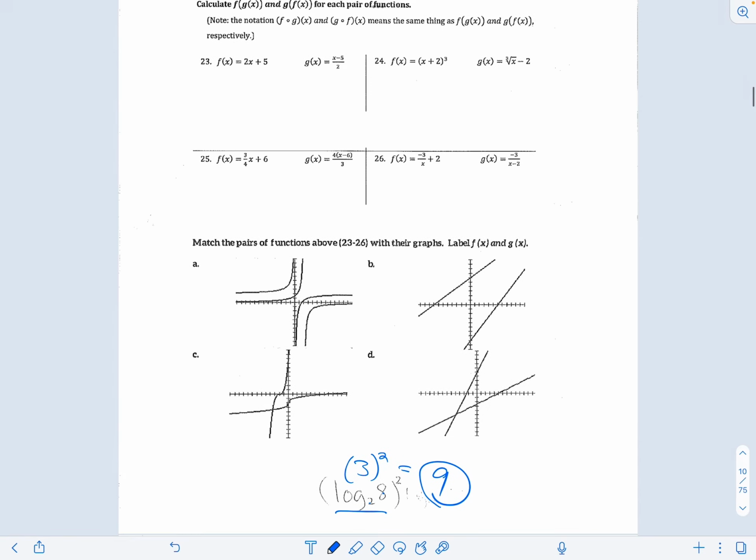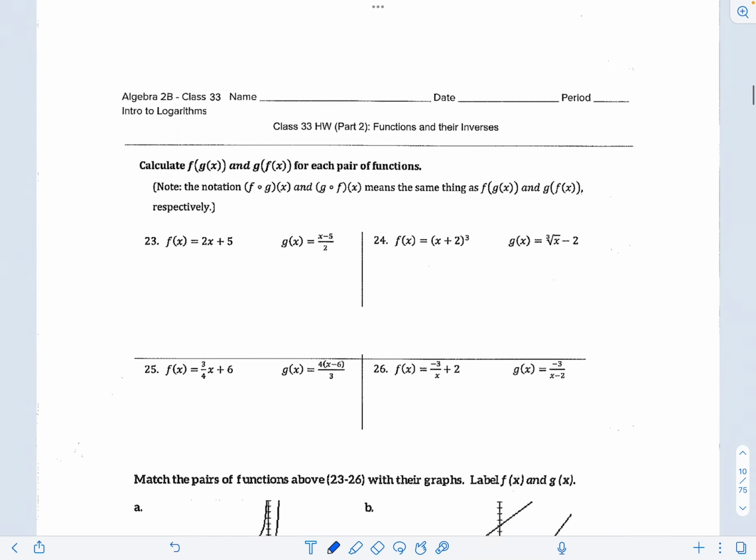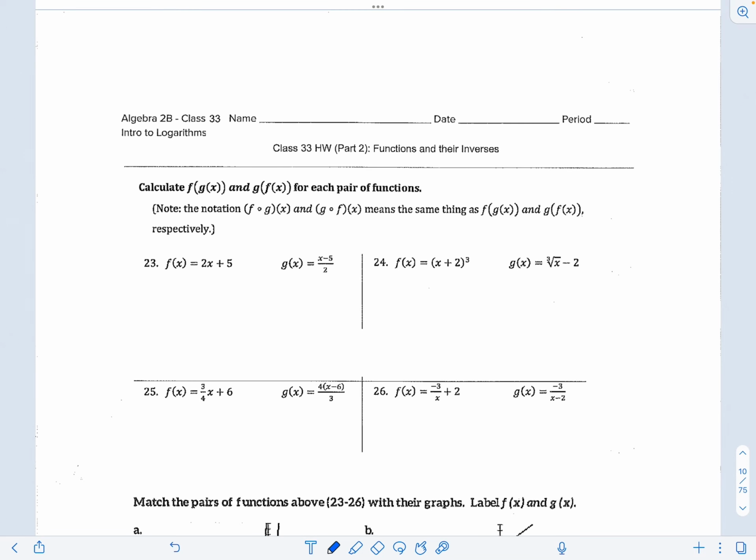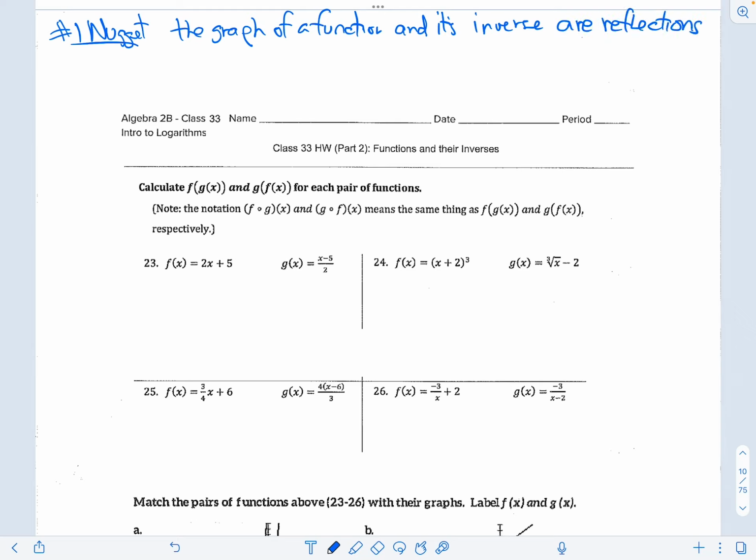There's going to be a connection, I promise, soon, but the first nugget of truth that I'd like you to put down, number 1 nugget, is that the graph of a function and its inverse are reflections across the line y equals x.